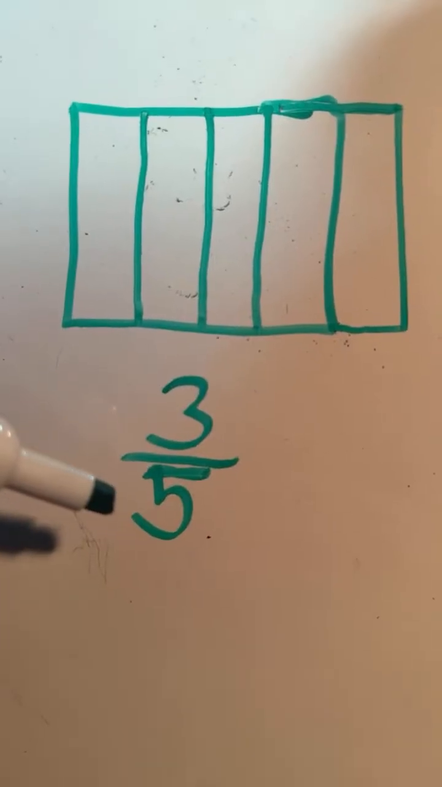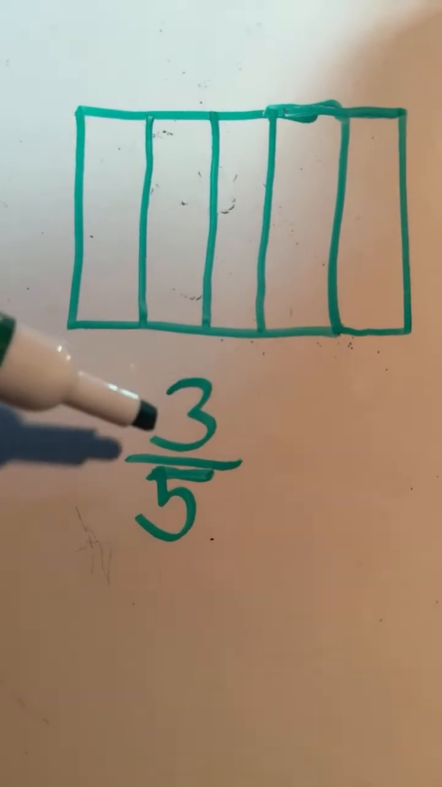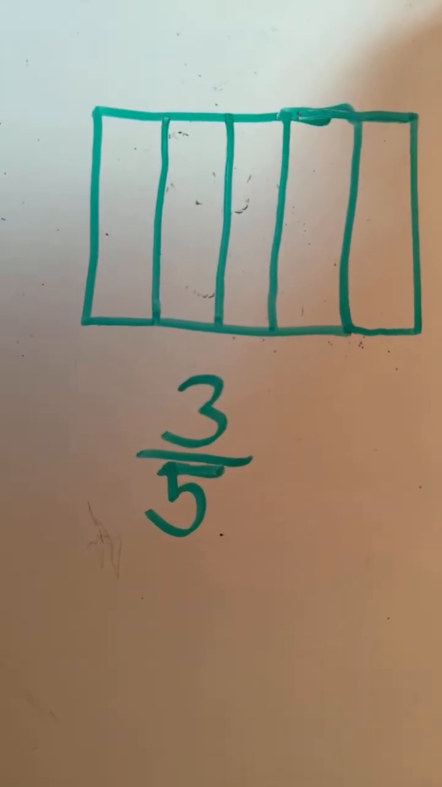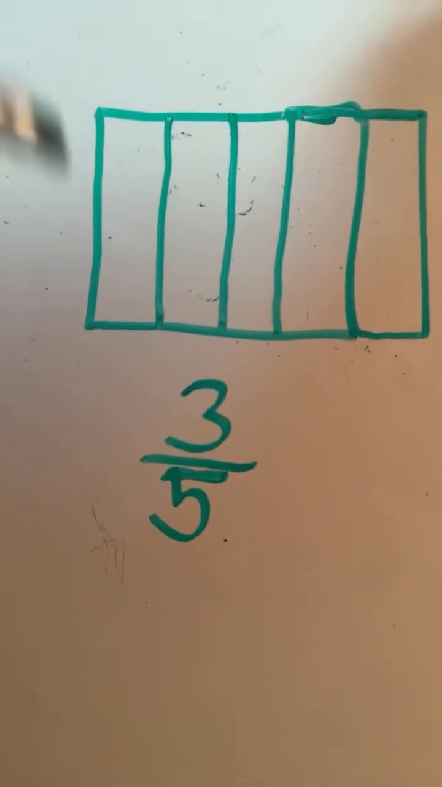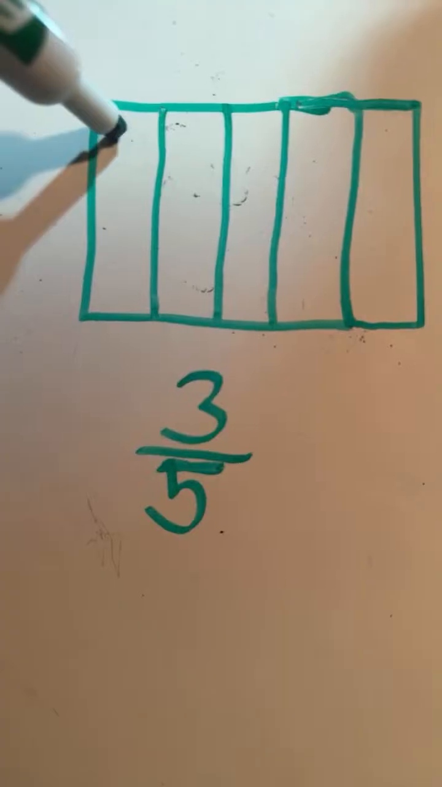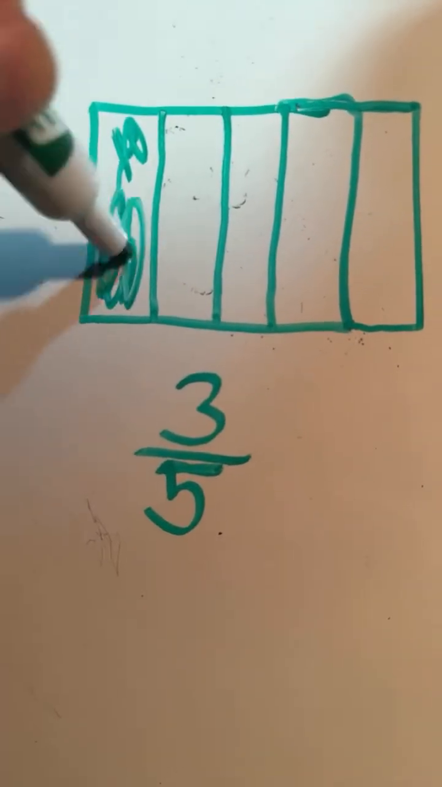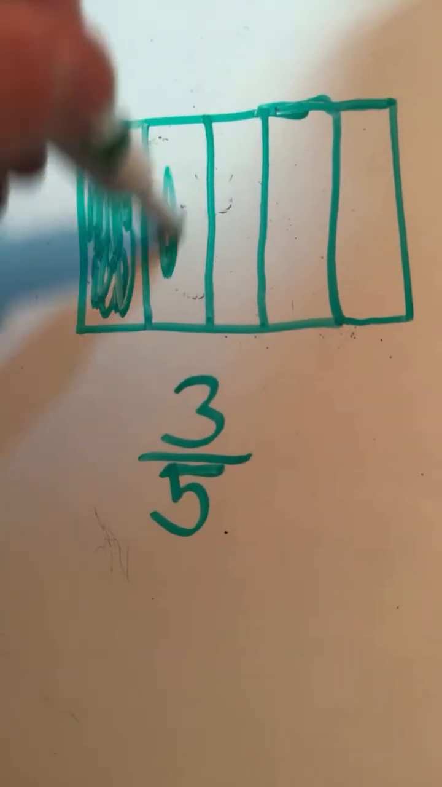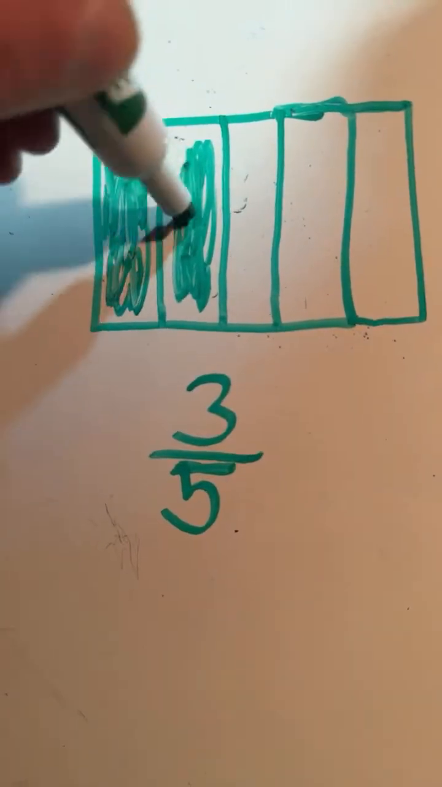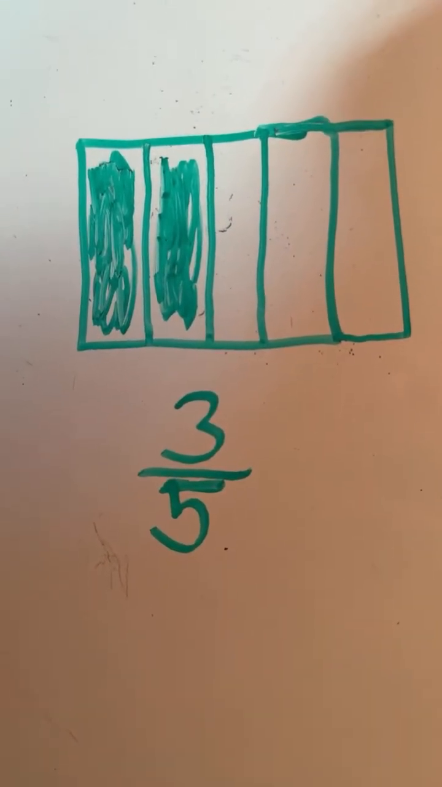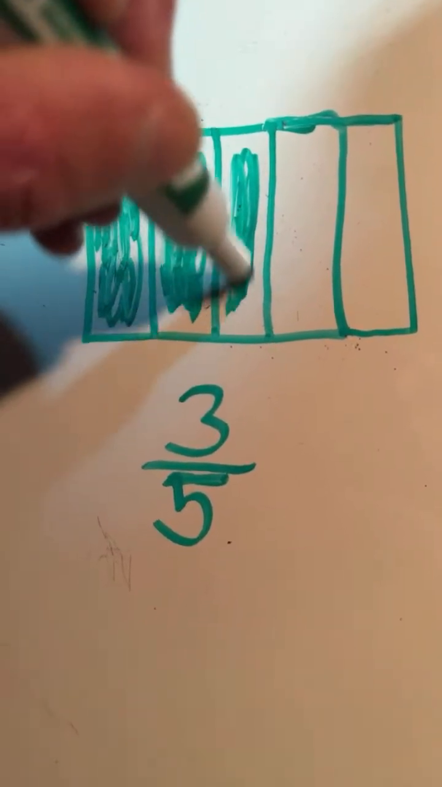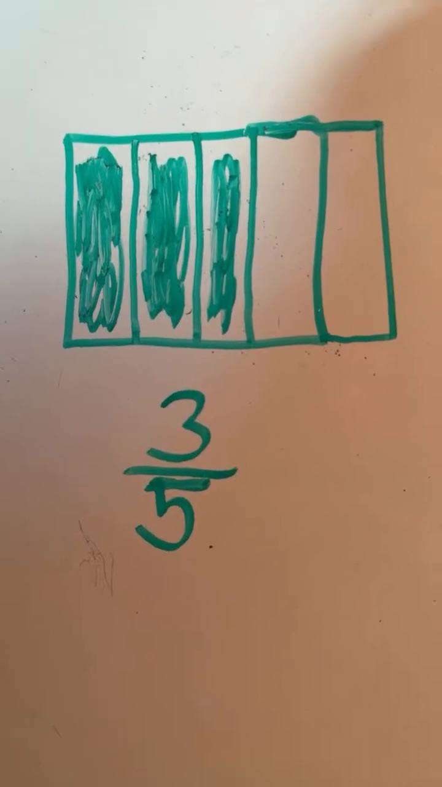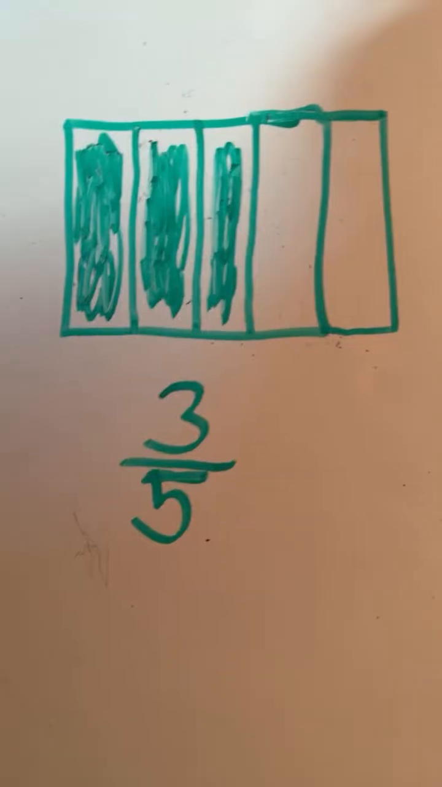So we have 5 total parts, and the fraction's 3/5, so that means I got to fill up 3 of those 5 parts. For these models, we'll make the numerator be the amount that's filled. So 3/5. So right now I'm at 1/5, 2/5, 3/5. 3/5 of the fraction is shaded. 3/5 of this figure is shaded.